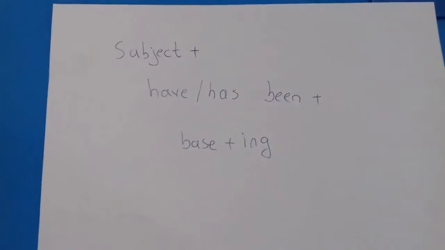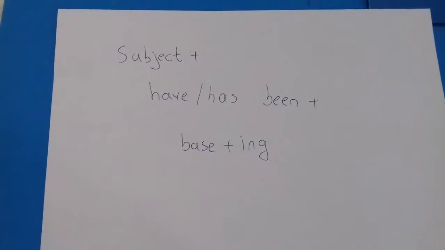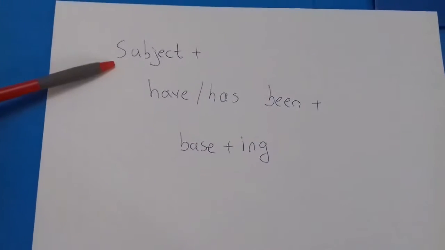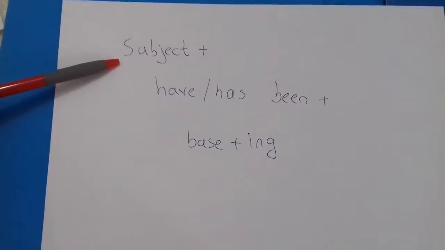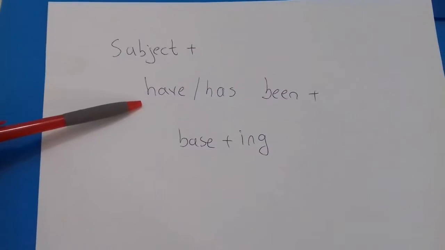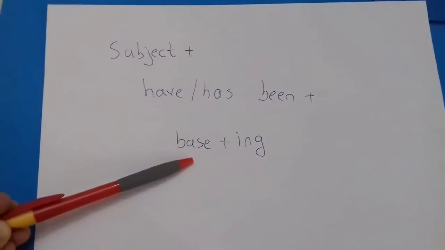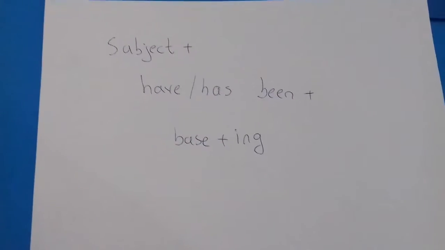Our lesson today is the present perfect continuous tense. We are going to learn how we form it and where we use it. Enjoy it. So this is the form for the present perfect continuous tense. It is made up of the subject plus the present perfect of the main verb to be, have or has been, plus the present participle of the main verb, base plus ing.